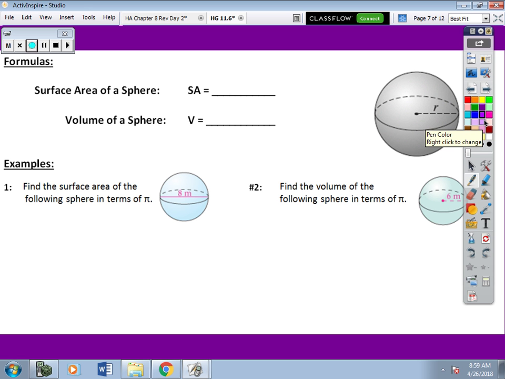So our surface area is 4 pi r squared. So basically the net of a sphere, if you were to make the 2-dimensional surface, it's 4 circles that are kind of pieced together. The volume is 4/3 pi r cubed.